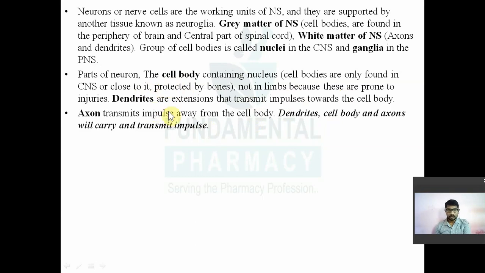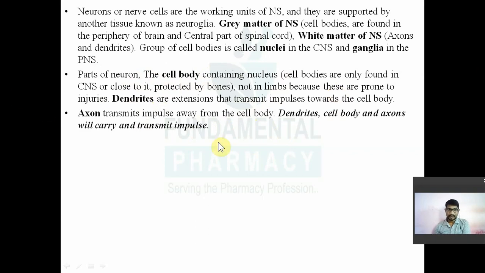In the periphery, the cell body is not present because the limbs, hands and legs, are more prone to injuries. Wherever you fall, your bone may break or your hand may break. In that case, if the cell body of a neuron gets damaged, it cannot be regenerated. It can be repaired partially, but it cannot be regenerated. Cell body cannot be regenerated, and that is why they are not present in the limbs, because the limbs are prone to injuries.